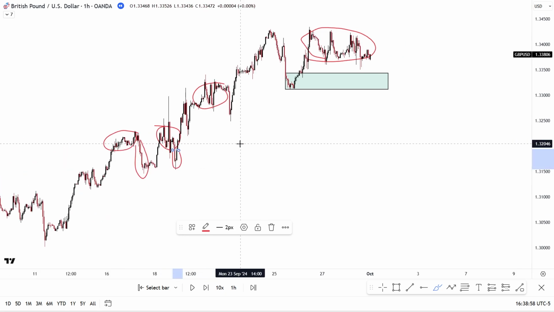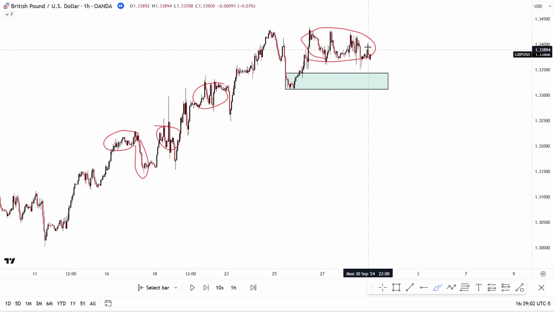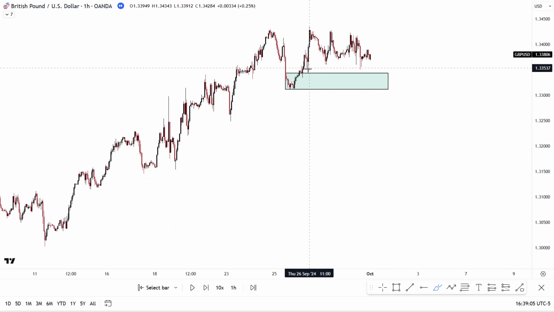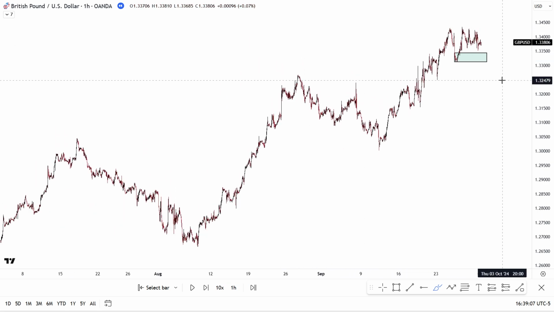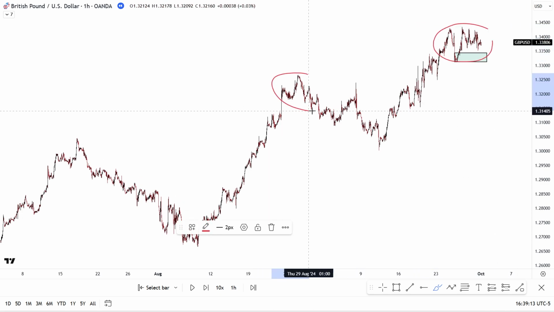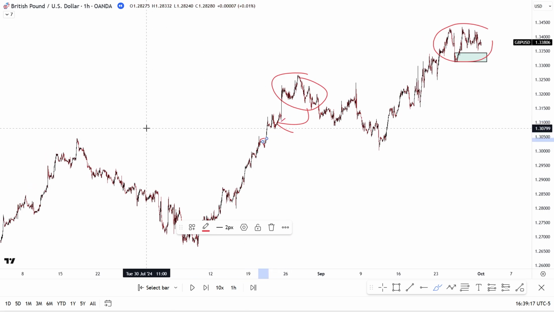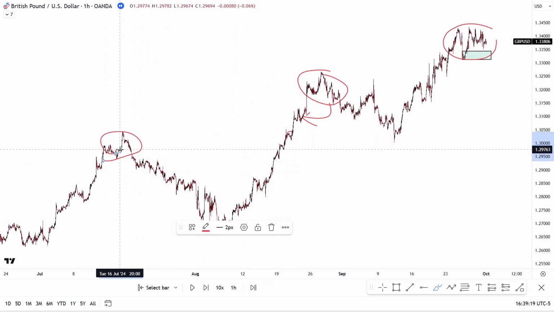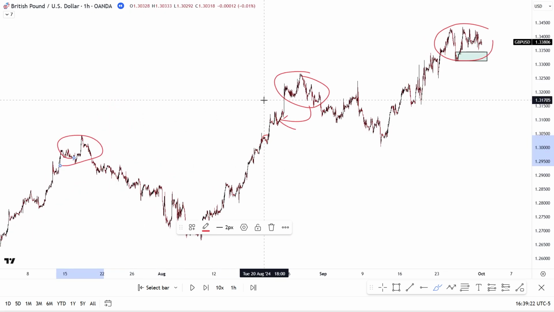So these pullbacks, look at the previous consolidation prior to this. This one is much longer. And when you see this, a lot of times this is a change of character. So you don't want to get caught in a change of character. As you can see, this is very similar to a longer consolidation in comparison to all the previous consolidations. And you can see the same thing here. This consolidation is much longer than the previous consolidations.